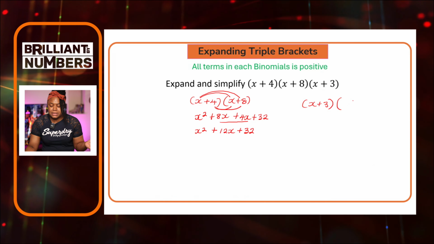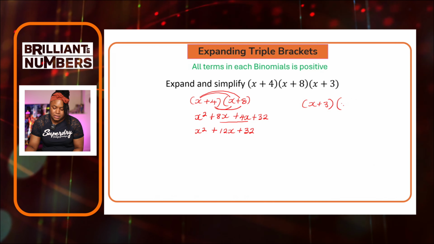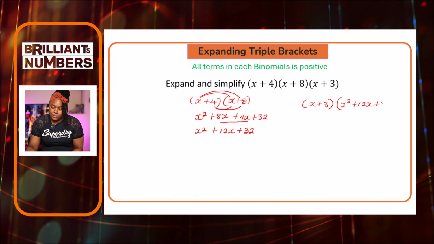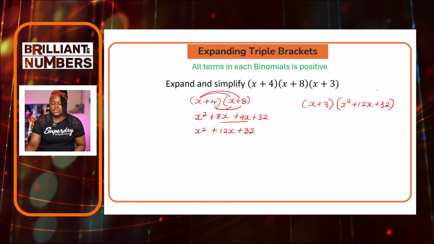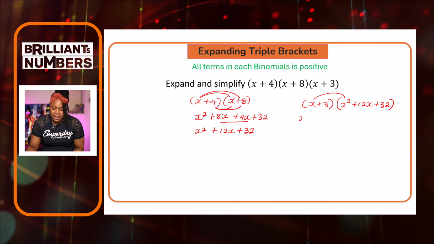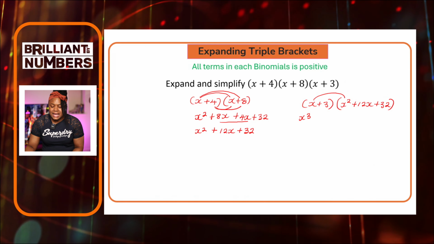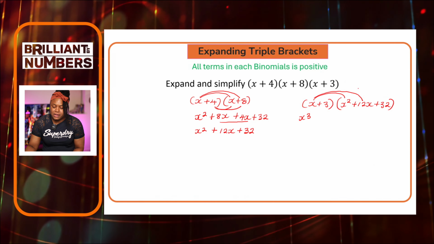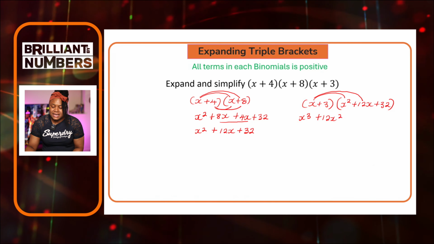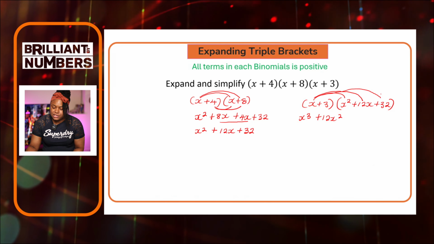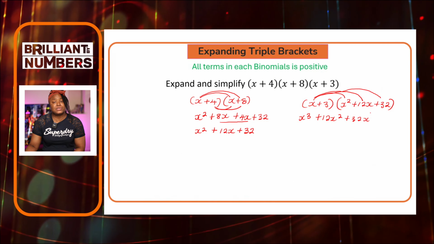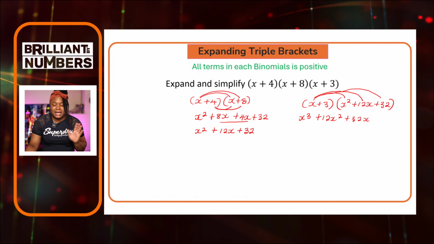It's just 2 to be distributed to the other bracket rather than the other way around. So let's go. Rewriting that, I'm just going to use x times x squared gives me x cubed. x times 12x gives me 12x squared. And then x times 32 gives me 32x. Beautiful. So I'm finished using my x term.